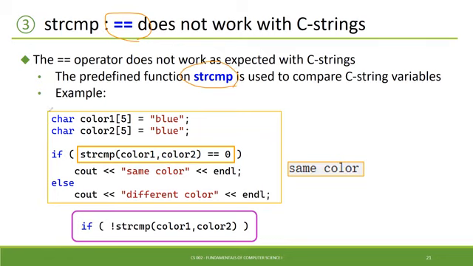Look at this. I have color 1. This is the same data from the previous slide, two blue C strings. And look at this one: string compare color 1 color 2 equals 0. Let me do this. String compare returns an integer.